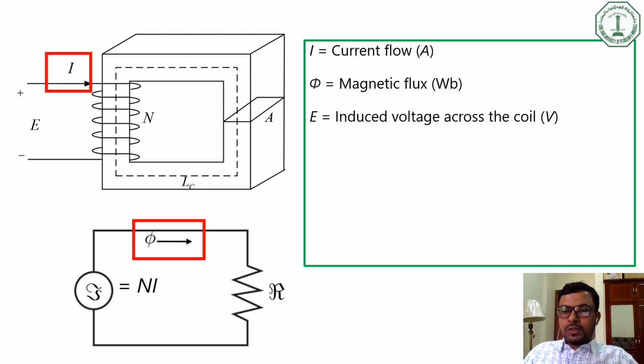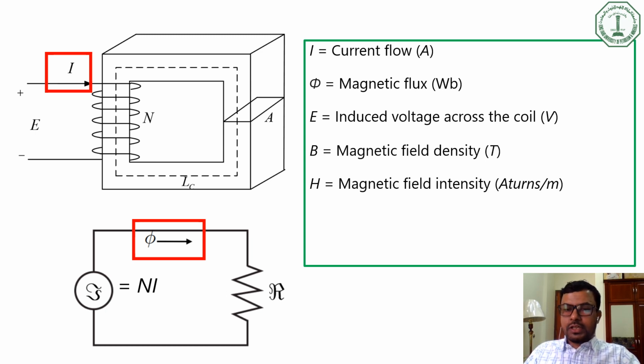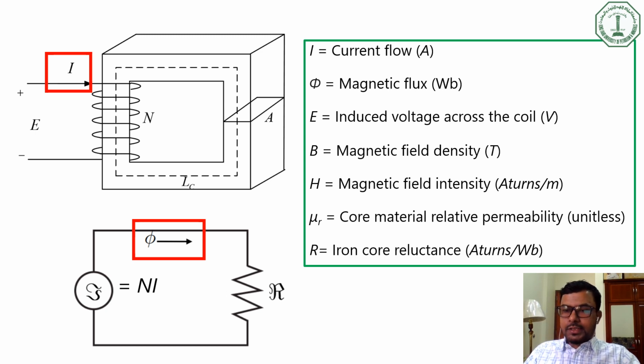As mentioned earlier, when we apply the current I into the magnetic coil, a flux phi will be produced. Also, a voltage E will be induced across the coil that is almost equal to the applied voltage. Then, using the formula available in the manual, we have to calculate magnetic flux density, magnetic field intensity, core material relative permeability, and iron core reluctance.